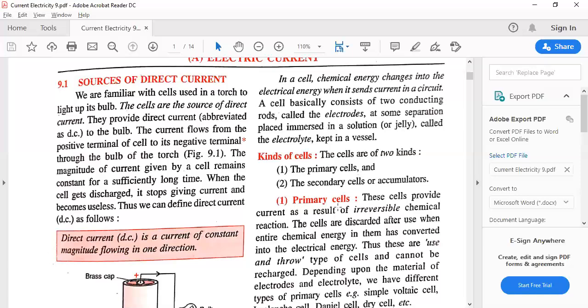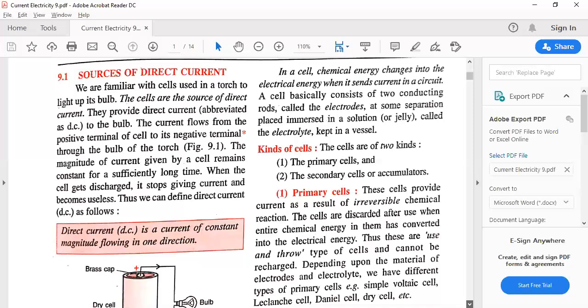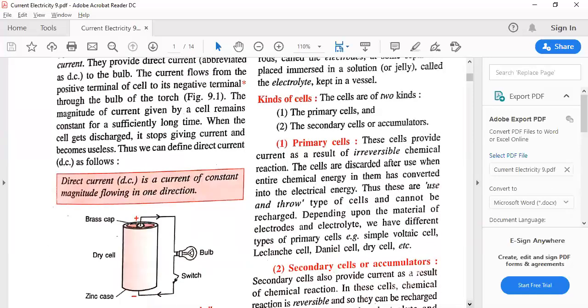Now basically the primary cells involve an irreversible chemical reaction. Now you must be using some cells in your home, like in remote controls, watches, clocks. Okay, so those cells involve an irreversible chemical reaction. Once it gets over, you cannot reuse it. So cells have to be discarded after use when the entire chemical energy has been converted into electrical energy. So these are use and throw types of cell and cannot be recharged.